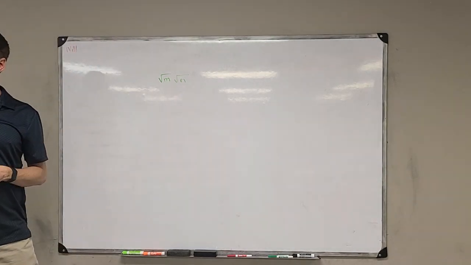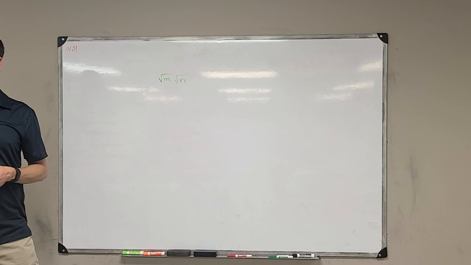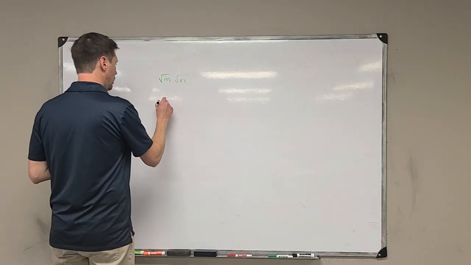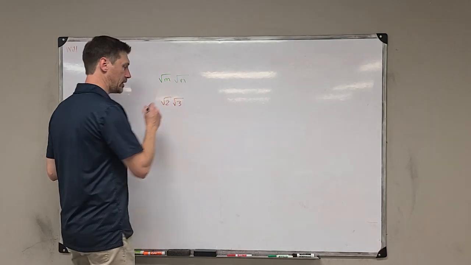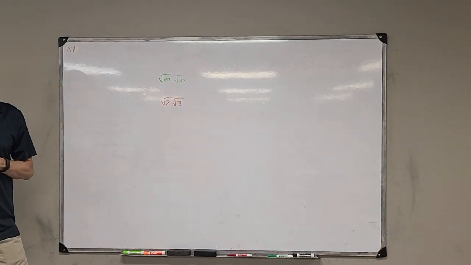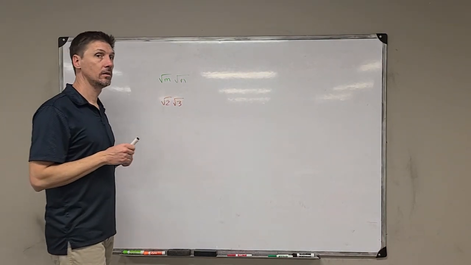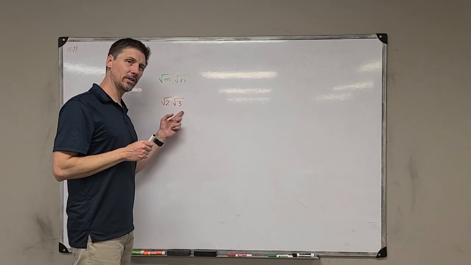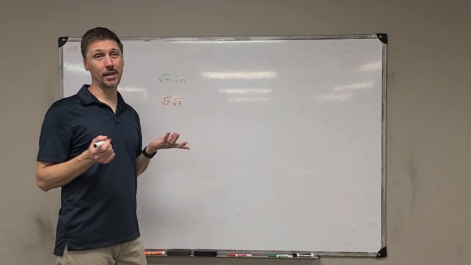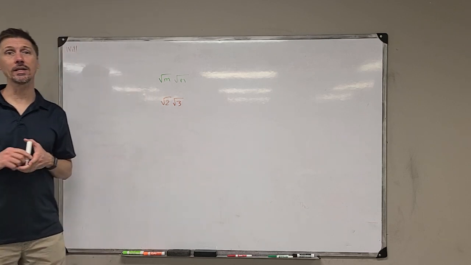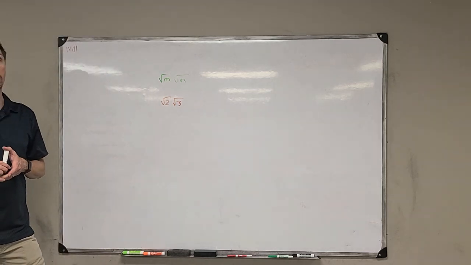Square root of m times the square root of n. Can we simplify that any further? If I had the square root of 2 times the square root of 3, could I simplify that any further? I could. Can I take the square root of these guys though? I could use my calculator and get a decimal, but I can't simplify it any further and leave the square root simple as well, right?